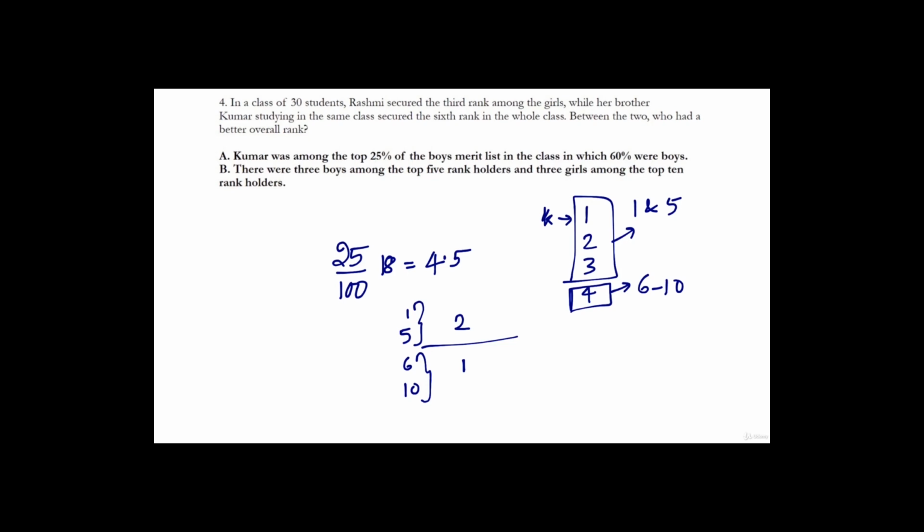Now Rashmi secured 3rd rank among the girls. Okay, now if Rashmi secured 3rd rank, her rank is from 6 to 10, any one rank from 6 to 10. Now Kumar, if he is in the top 3 among the boys, he would have scored a better rank than Rashmi. If he was the 4th among the boys, we cannot say which exact rank he has scored. It could be either 6 or 7 or 8 or 9 or 10, anything.